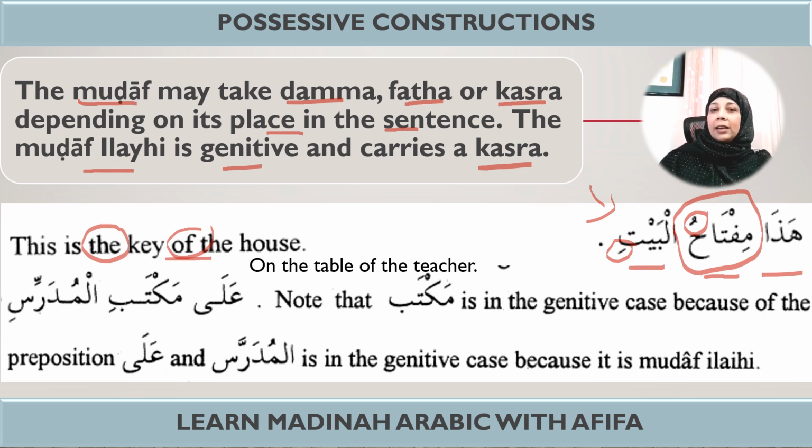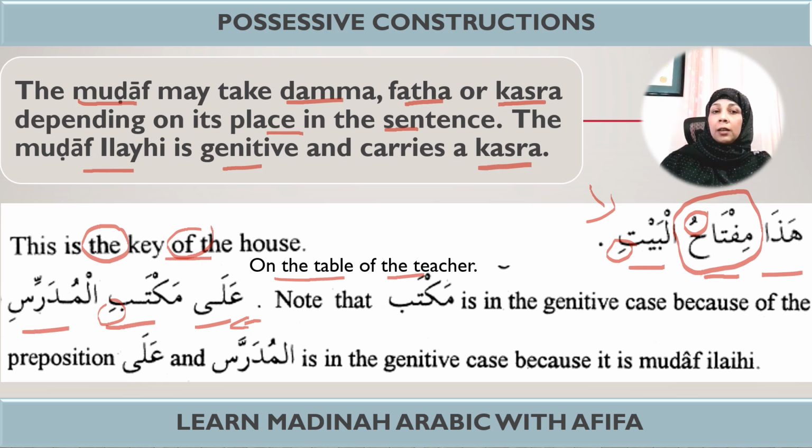Okay, now let's see how, as we said here, the mudaf can take a dhamma, or it can take a fatha, or it can take a kasra. So in this sentence, we're going to see how the mudaf is going to take a kasra. The sentence is ala maktabil mudarrisi. It means on the table of the teacher. So maktab has more meanings. Here it means a desk, but it can also mean office.